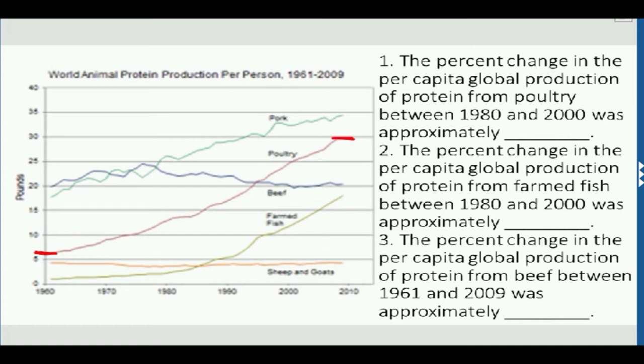So this is about 90 to 110%. The percent change in global per capita production of protein from farm fish between 1980 and 2000 was about 25 to 45%. And then the percent change in per capita production from beef between 1961 and 2009 was approximately, so it basically stayed the same.